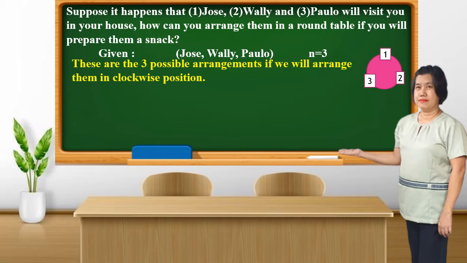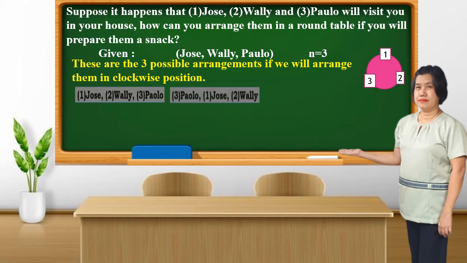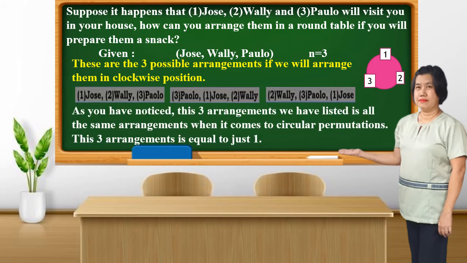The first arrangement that we have is Jose, Wally, and Paulo. The second arrangement is we're going to start at Paulo, followed by Jose and Wally. And the last arrangement we will have here is Wally, Paulo, and Jose. As you have noticed, these 3 arrangements we have listed are all the same arrangement when it comes to circular permutations. These 3 arrangements are equal to just 1.